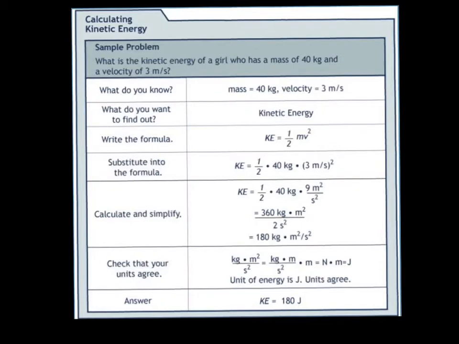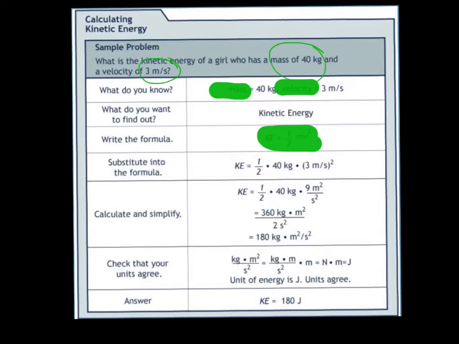Calculating kinetic energy requires that you know its mass and the velocity of an item. Remember that the formula for kinetic energy is 1/2 of mass times velocity squared. In this scenario, we're going to look at a girl, and her mass is 40 kilograms, and she has a velocity of 3 meters per second.